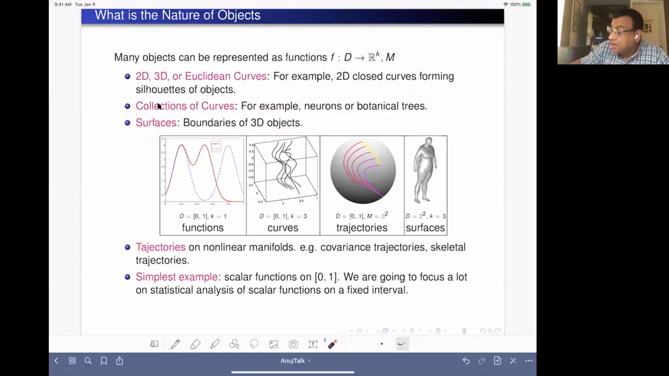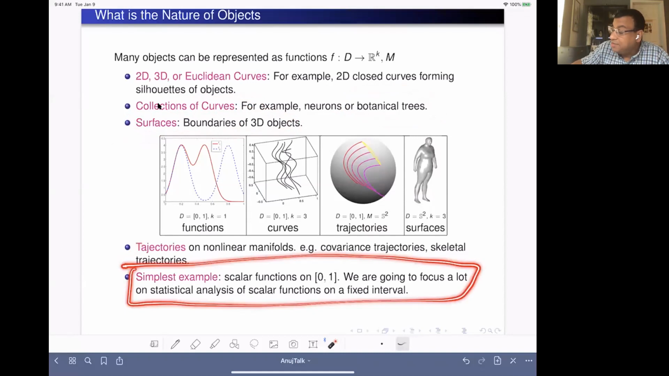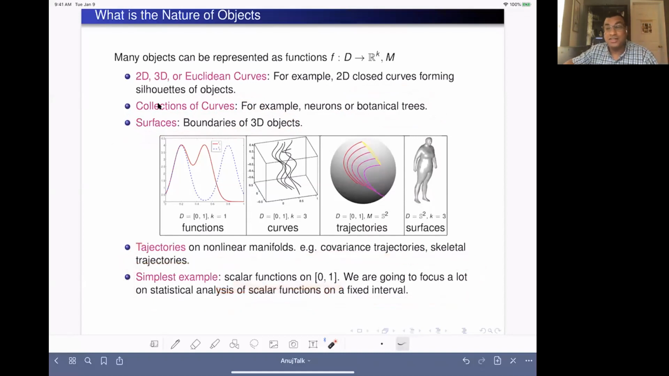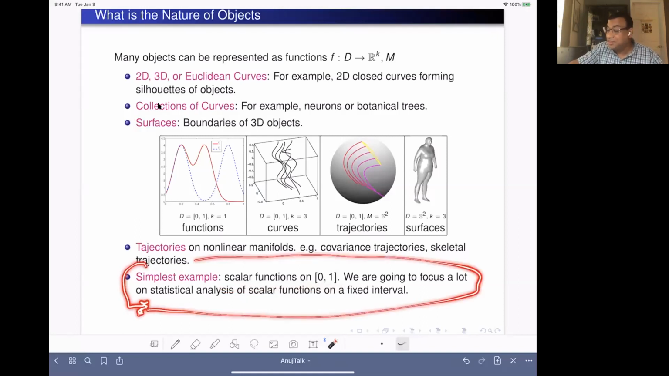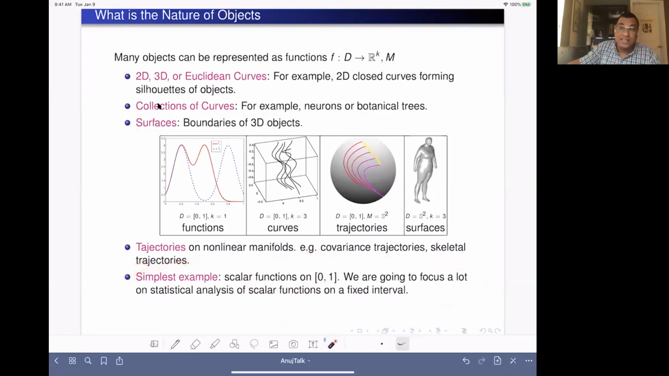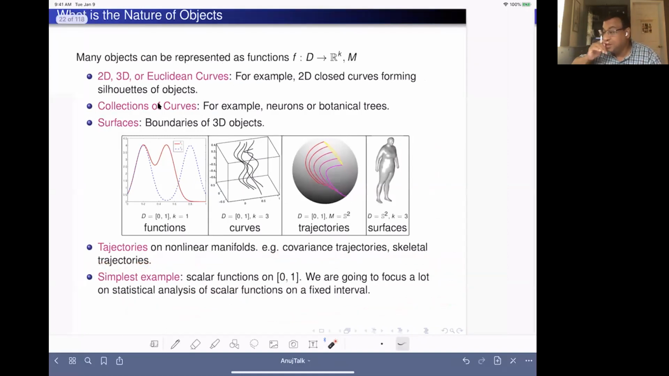But the simplest example of a shape is a scalar function on a unit interval. Now you may say that's too simple, and you're not really interested in shapes of scalar functions. But I'm going to use this as an example to motivate the theory, even if you're not really interested in it, because that's the easiest one to explain the methods and the solution, since you can visualize a lot. Once we have solutions from this theory of studying shapes of simple scalar functions, we can apply the same theory to other more complicated objects.